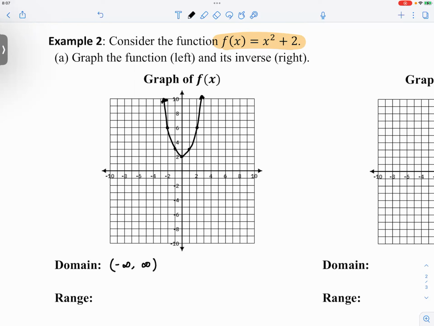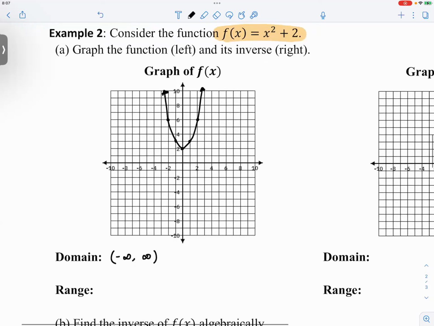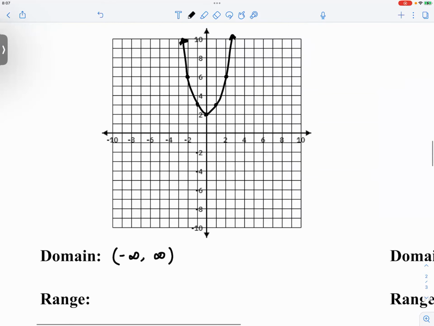And by the way, whenever we are using infinity in the interval, we always use parentheses because we don't really know what infinity really is. So we cannot include the end value of infinity since we don't know what it is. And for the range, what is the range? From where to where? From 2 to infinity.